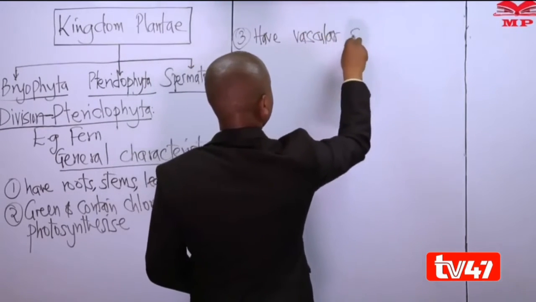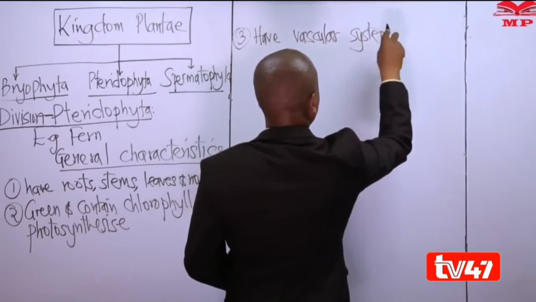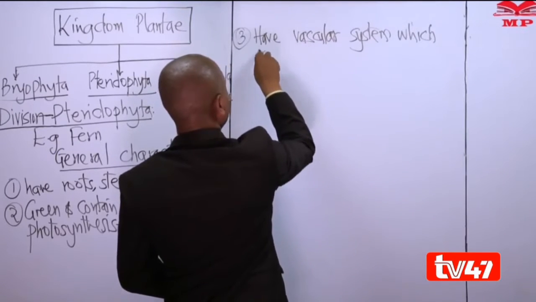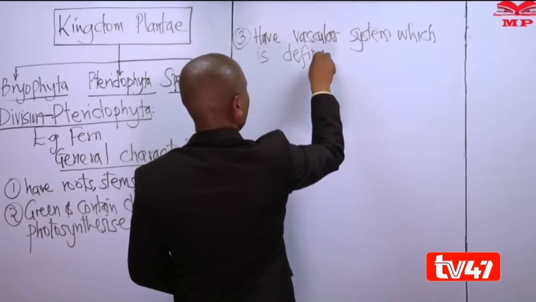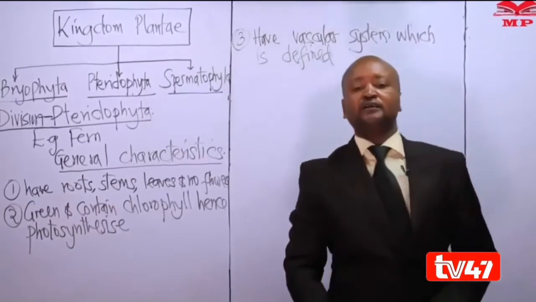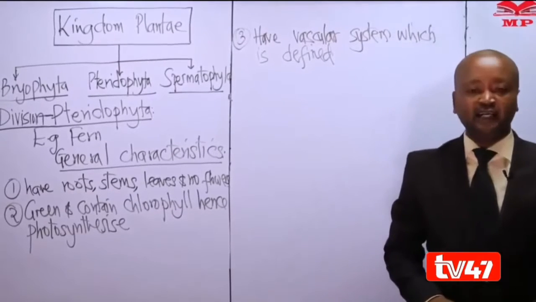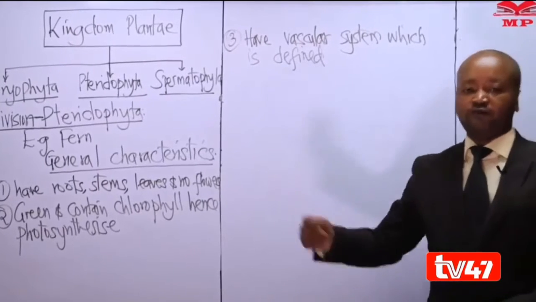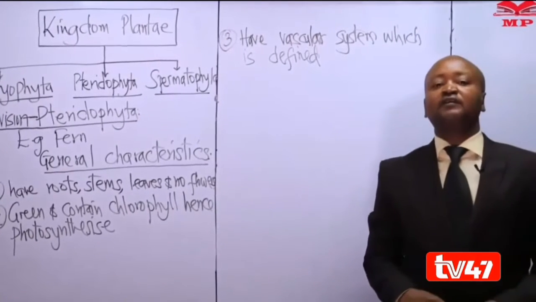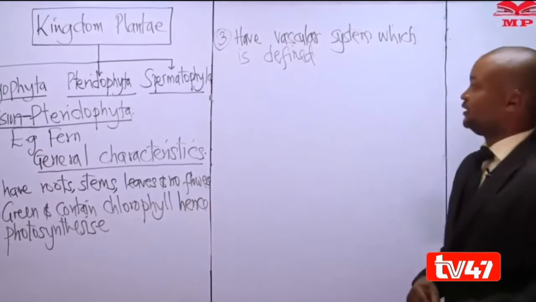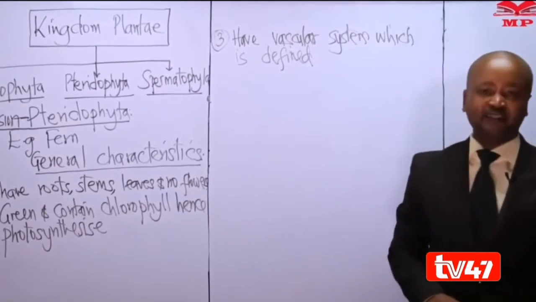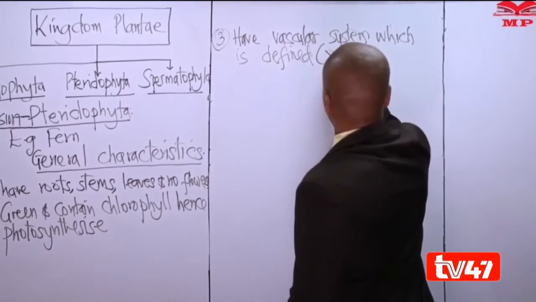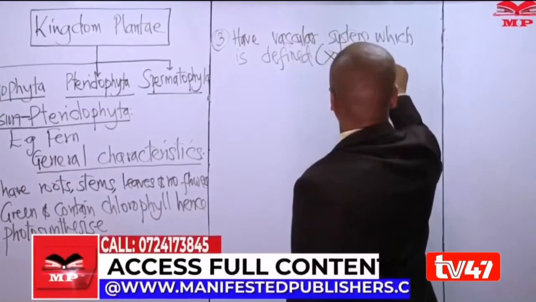And what do we mean by well defined? A well-defined vascular system is one which contains two things. It is one which contains the xylem and the phloem. So that means it has got the xylem and the phloem. Remember, for division Bryophyta, it didn't have that. So here it means members in Pteridophyta are a bit more advanced than Bryophyta. So here we have that they have the xylem and the phloem.